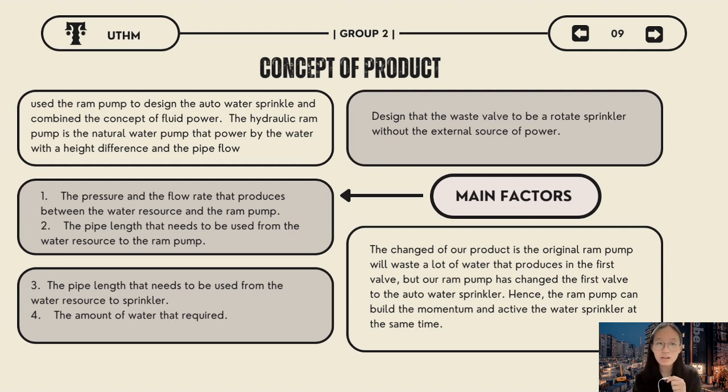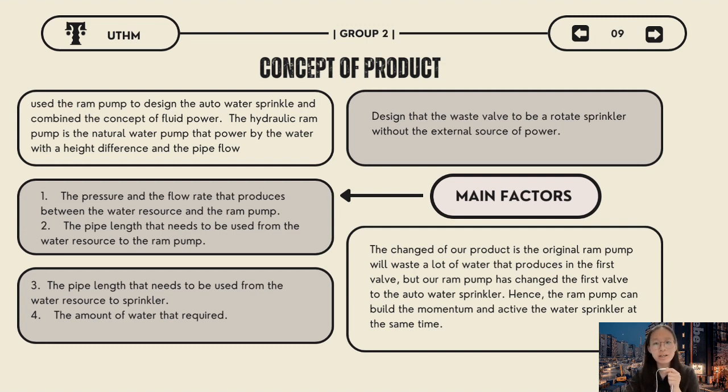The factors that our project will face are, first, the pressure and the flow rate produced between the water resource and the ram pump. The second one is the pipe length that needs to be used from the water resource to the ram pump. The third one is the pipe length that needs to be used from the water resource to the sprinkler. And the last one is the amount of water required.